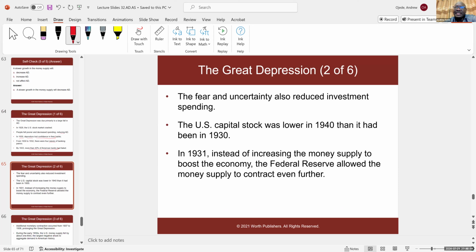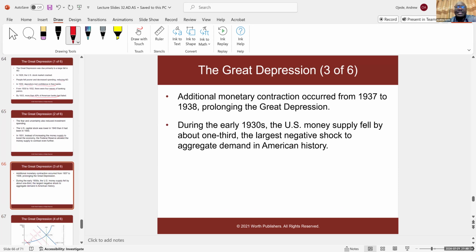So the fear and uncertainty also reduced investment spending. The U.S. capital stock was lower in 1940 than it had been in 1930 because investment is part of aggregate demand. So in 1931, instead of increasing the money supply, the Federal Reserve again allowed the money supply to contract. That is further shifting the aggregate demand curve to the left. All those are basically adding to the pain we talked about.